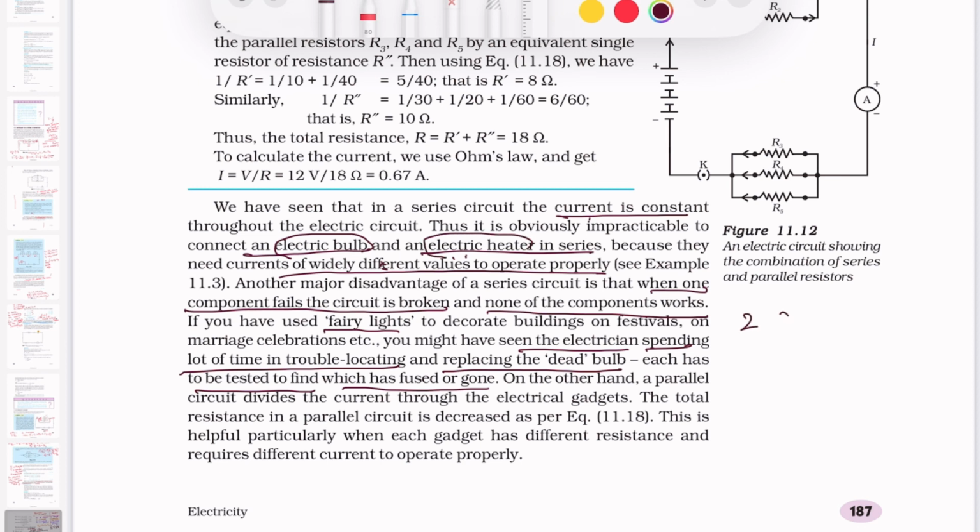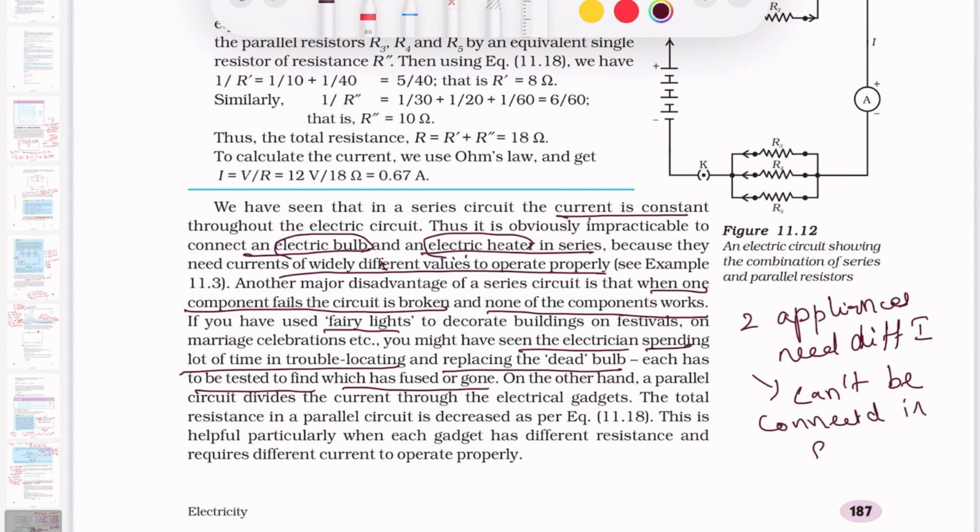That is, when two appliances need different current, they cannot be connected in series. In series, if one appliance is not working, subsequently the other one will also not work. And also it's very difficult in case of fairy lights to locate which bulb is not glowing.